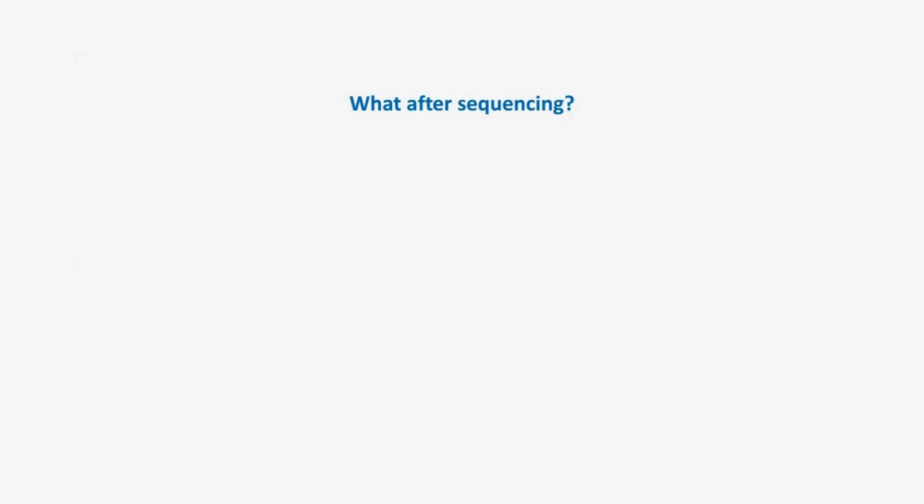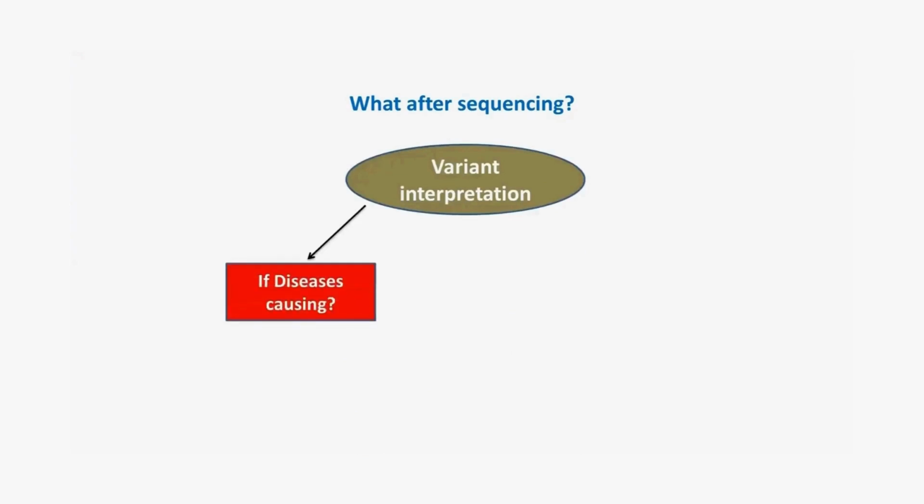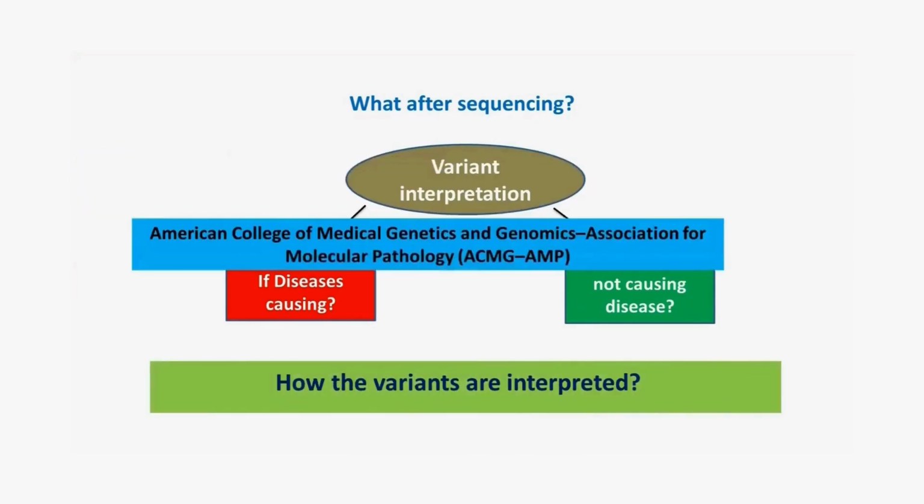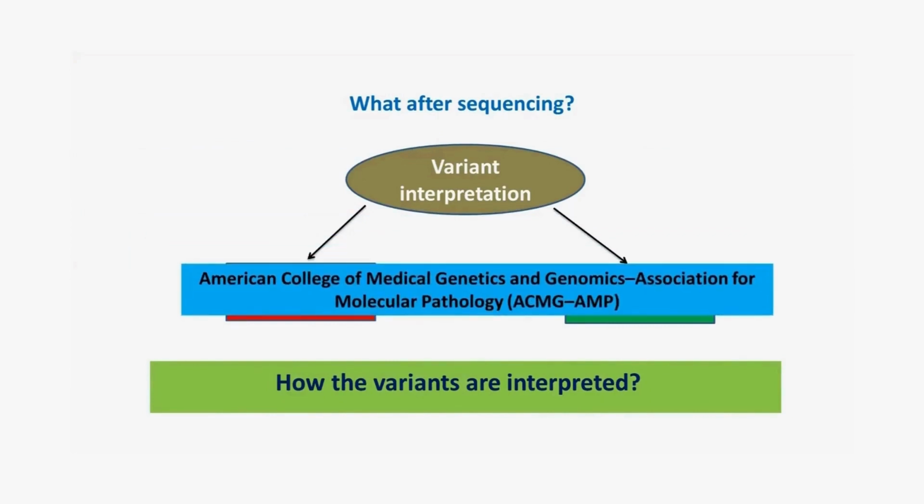But what after the sequencing? What is the utilization of these variants if we do not know whether they are disease causing or not? So the next question comes, how to interpret whether the variants are causing disease or not? That is when ACMG-AMP guidelines for variant interpretation came into the picture. ACMG stands for American College of Medical Genetics and Genomics, and AMP is the Association for Molecular Pathology.